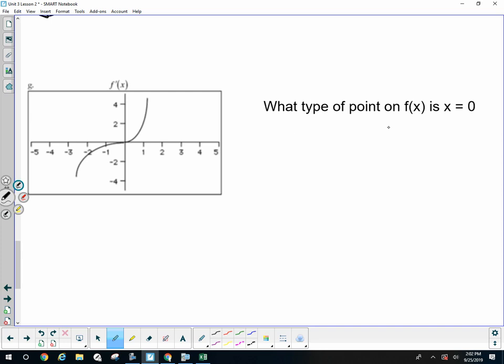What type of point on f of x is x equals 0? Do you guys have this one? All right, good. Skip it.